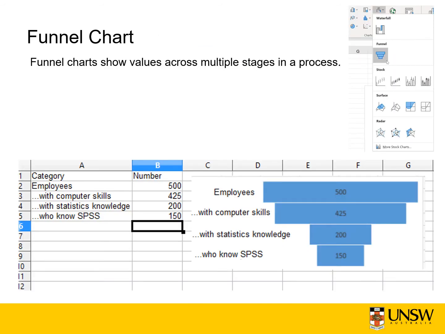A funnel chart is similar to a bar chart, but the bars are sorted and centered to create a funnel shape. This chart can be used to show a narrowing down process. For example, here we use a funnel chart to narrow down the employees based on their computer and statistics knowledge. The funnel chart displays the total number of employees, employees who are familiar with computers, employees who are familiar with computers and have a statistics knowledge, and employees who are familiar with SPSS.